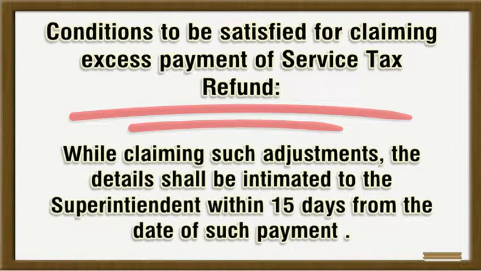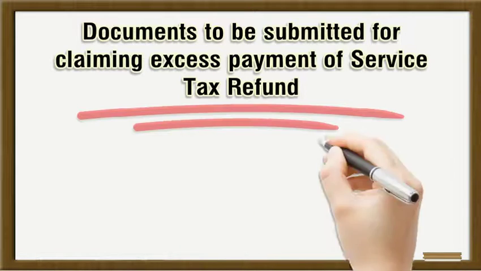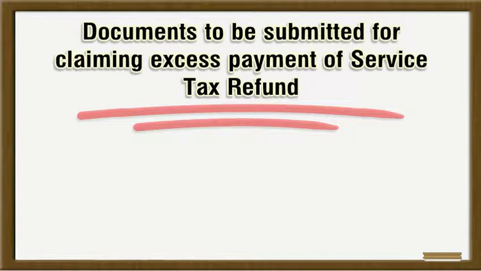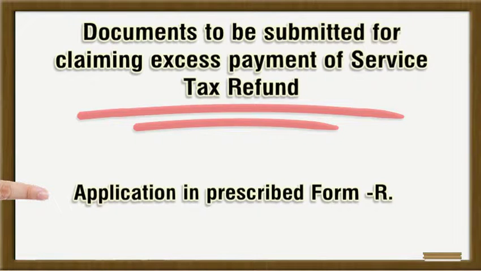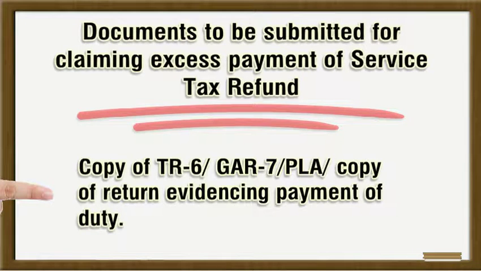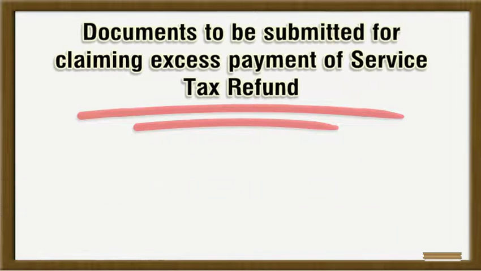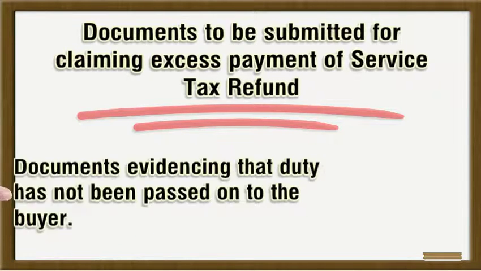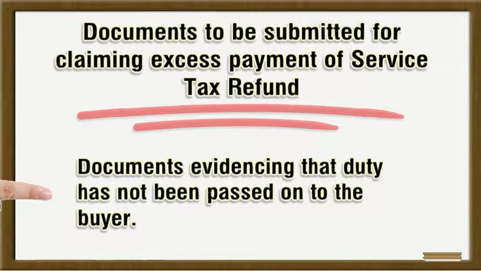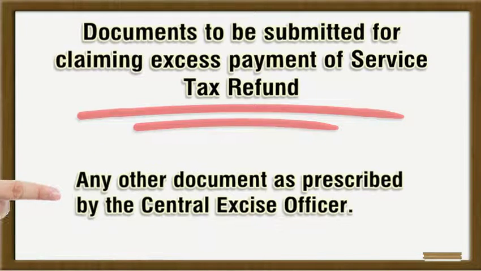While claiming such adjustments, the details shall be intimated to the Superintendent within 15 days from the date of such payment. Documents to be submitted for claiming excess payment of service tax refund: application in prescribed form, copy of TR6/GAR7/PLA, copy of return evidencing payment of duty, copy of invoices, documents evidencing that duty has not been passed on to the buyer, and any other document as prescribed by the Central Excise Officer.